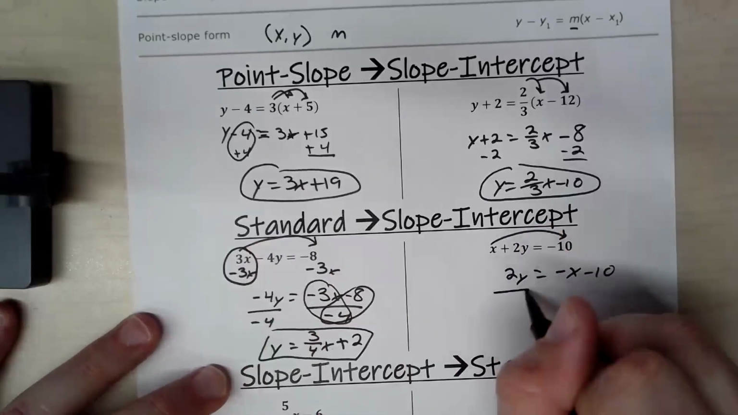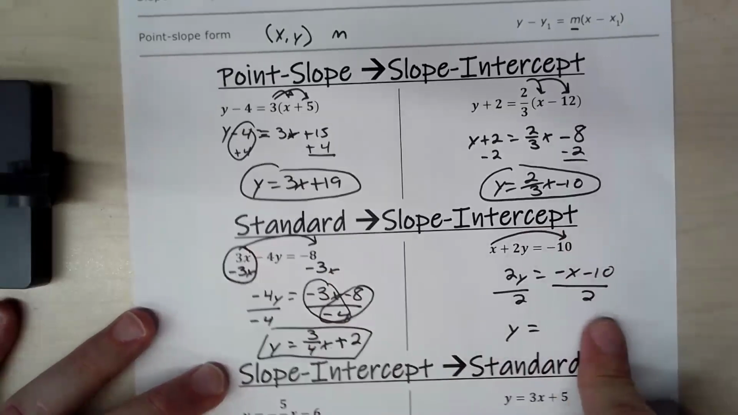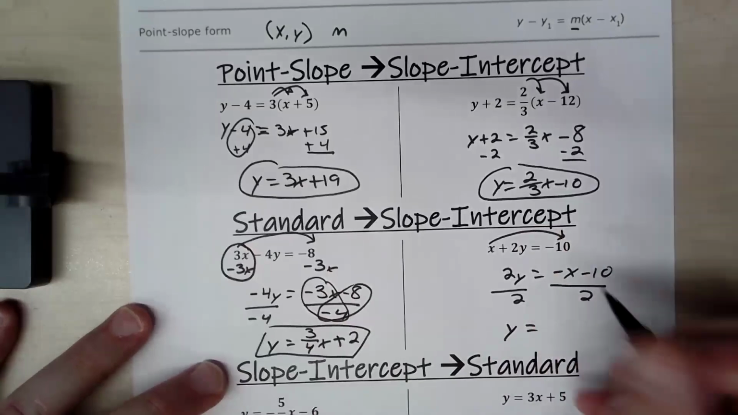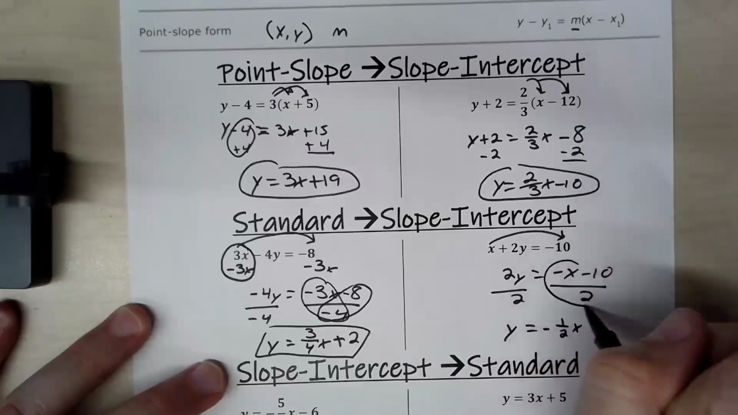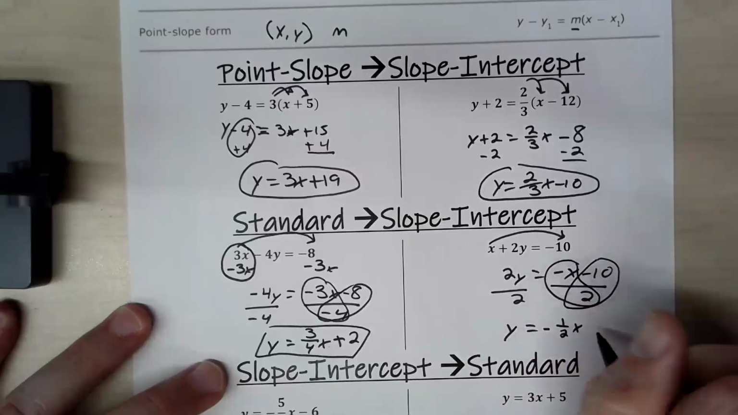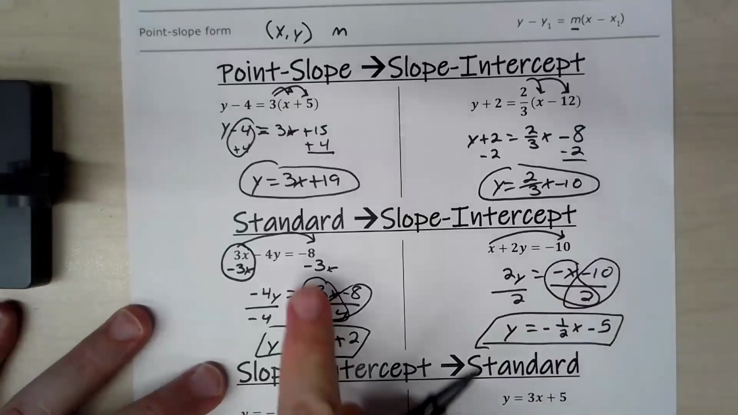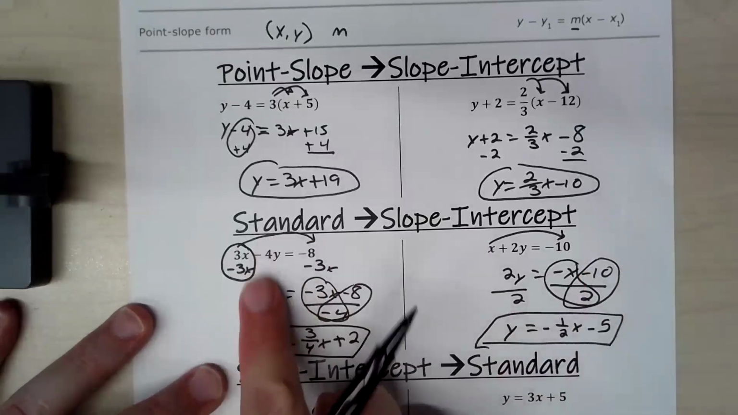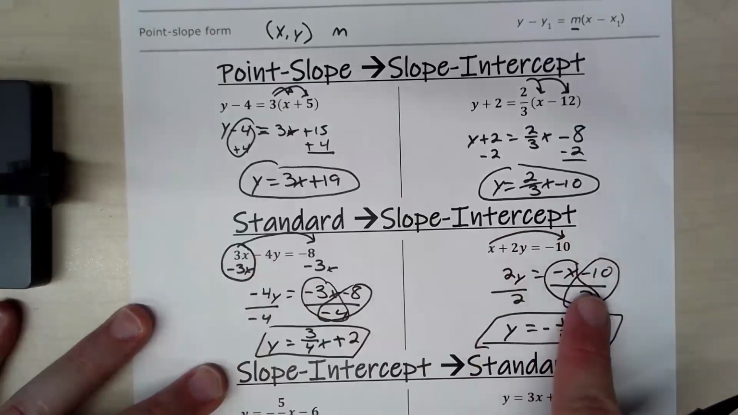Now I've got to divide everything by 2. Well, I can't divide x by 2, right? But again, if it's negative x, that means it's negative 1. So negative 1 over 2, that's negative 1/2 x. We divide the first part by 2. And the second part, negative 10 divided by 2 is negative 5. So again, to get from standard to slope-intercept, we move our x to the opposite side, divide by the coefficient.